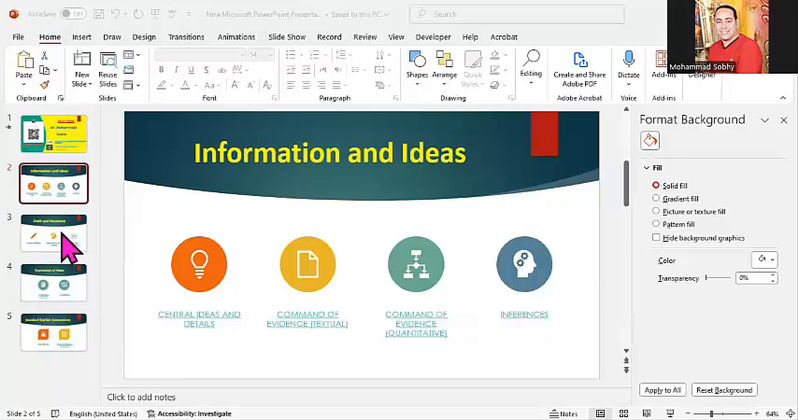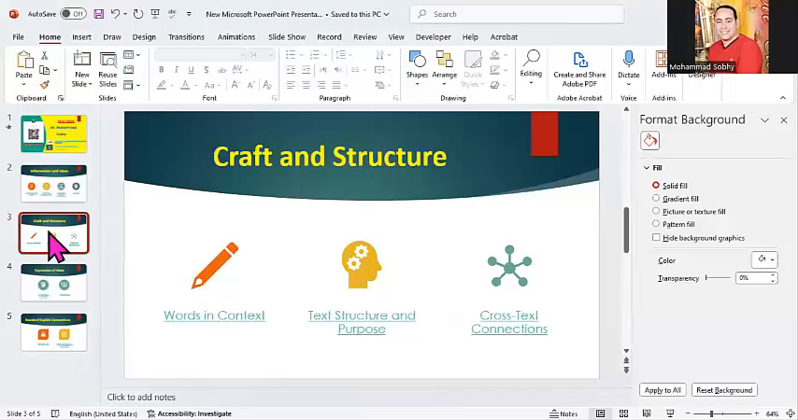The second domain is craft and structure. Craft and structure includes words in context, and all of you know what a word in context is. And I've told you before, you need to have a good vocab wealth, or a good vocab storage in your mind. And the best way to memorize vocabulary in a way you cannot forget.